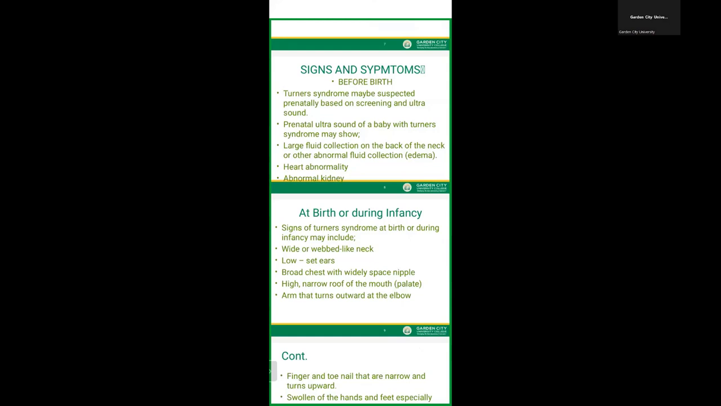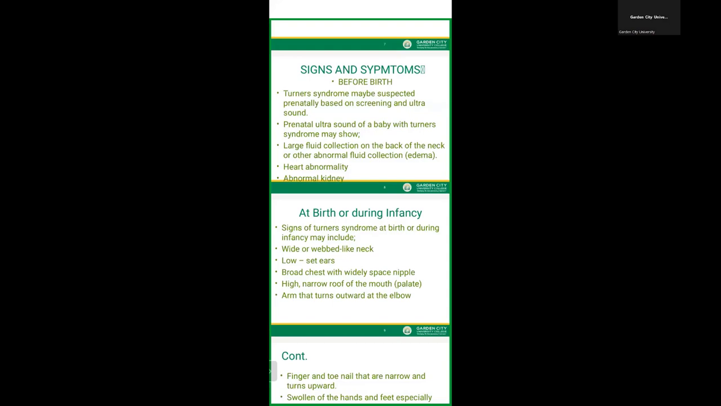Prenatal ultrasound of a baby with Turner syndrome may show a large fluid collection on the back of the neck or other abnormal fluid collection, that's edema. Then we have heart abnormalities and abnormal kidneys. At birth or during infancy, signs of Turner syndrome may include a wide or web-like neck, low set ears, broad chest with widely spaced nipples, and a high narrow roof of the mouth, that's the palate. So this baby is at a higher risk of getting a cleft palate.